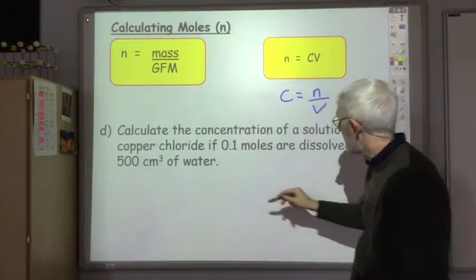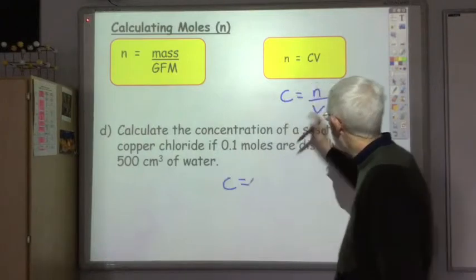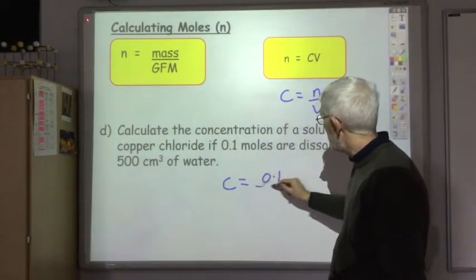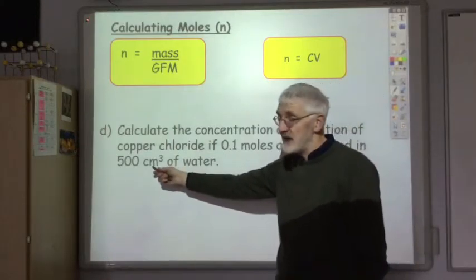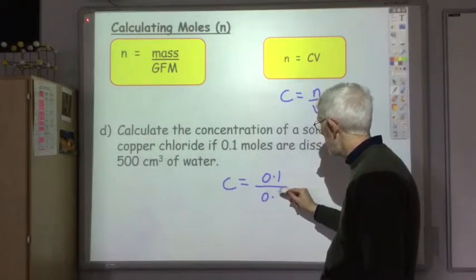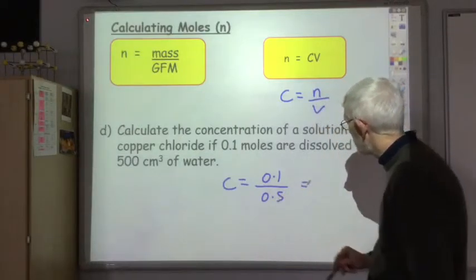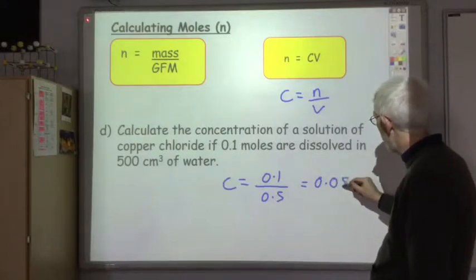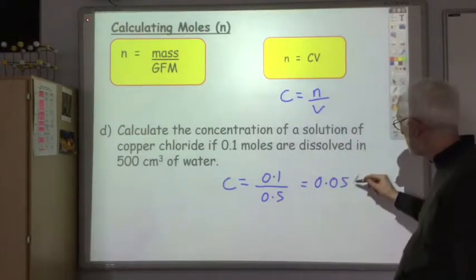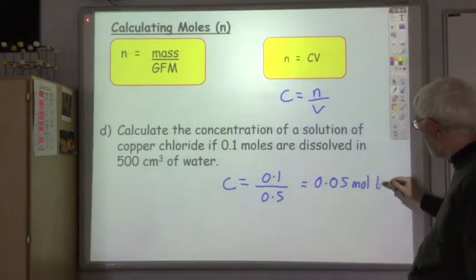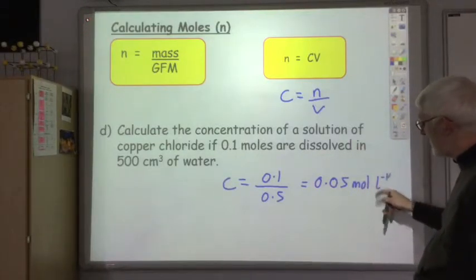Okay. So the concentration, number of moles is 0.1, and the volume, 500 cubic centimetres divided by 1,000, so it's 0.5. So 0.1 divided by 0.5 is 0.05. And then the units of concentration, mol L to the minus 1, moles per litre.